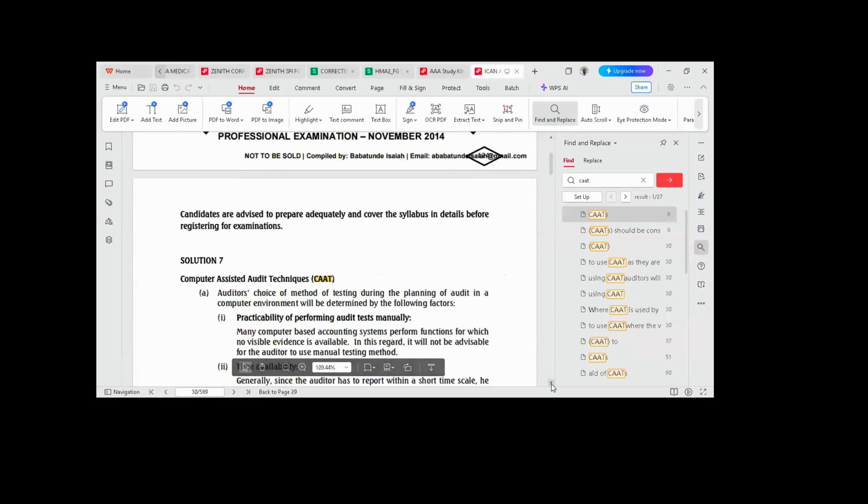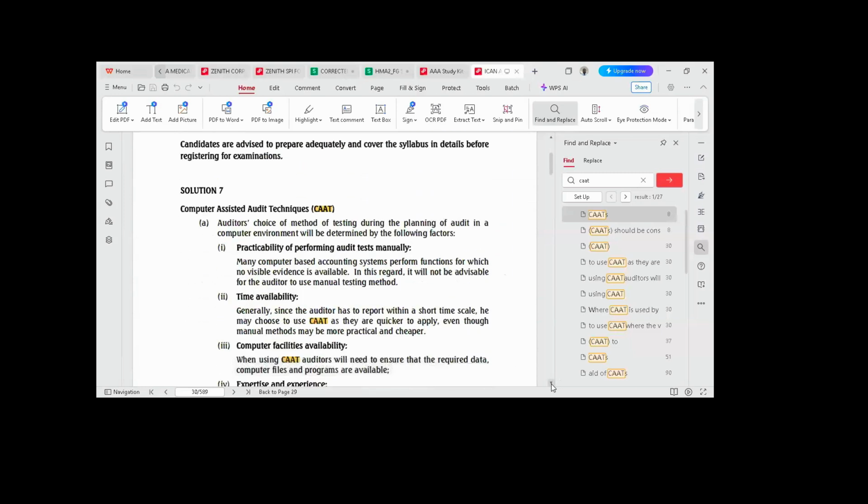You can see my screen. This is question 7, computer-assisted audit techniques. The auditor's choice of method of testing during the planning of audits in a computer environment will be determined by the following factors. Number 1, practicability of performing audit tests manually. I've talked about that before. Many computer-based accounting systems perform functions for which no visible evidence is feasible. In this regard, it will not be advisable for the auditor to use the manual testing method.